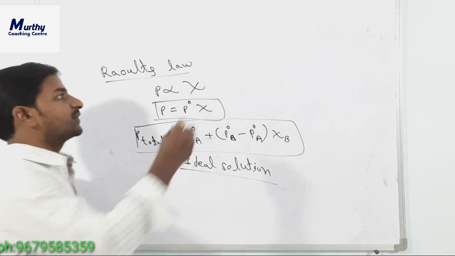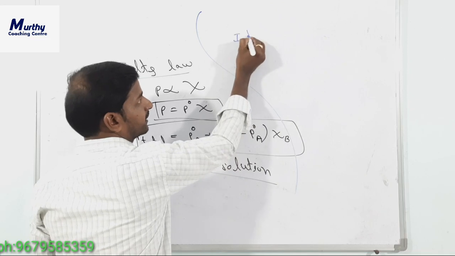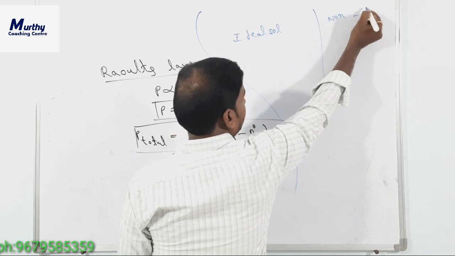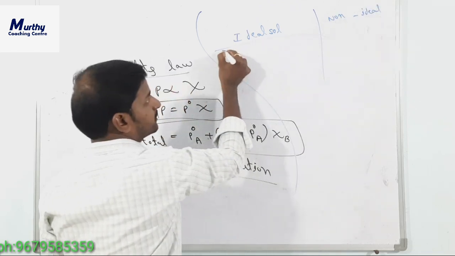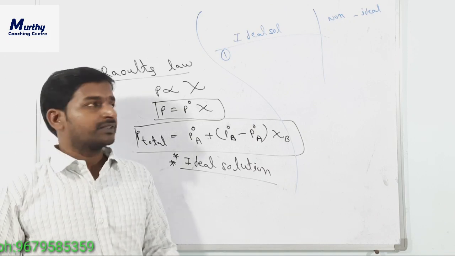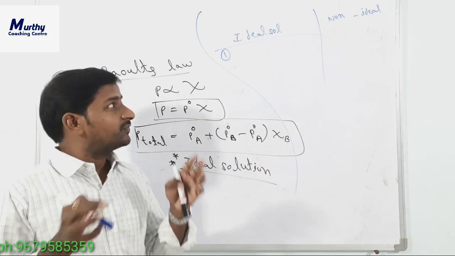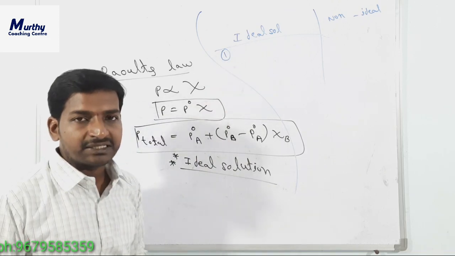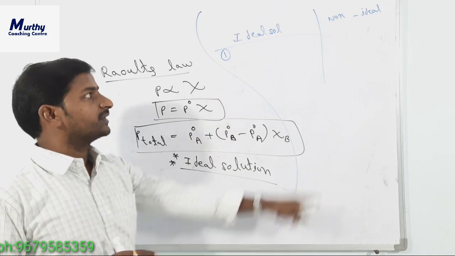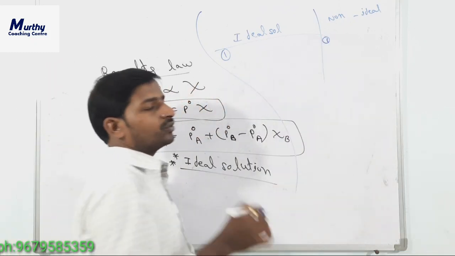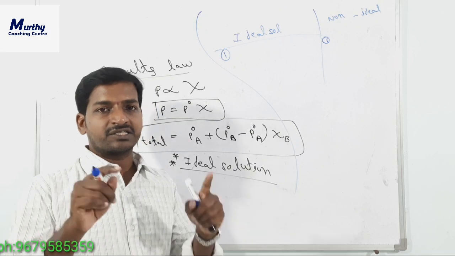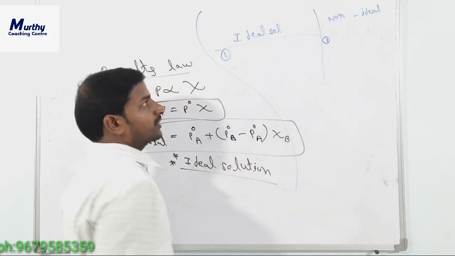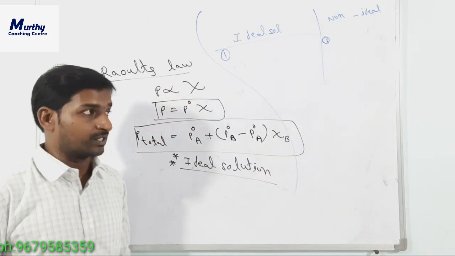Now let me see the difference between the ideal solution and the non-ideal solution. First one: the solution which follows Raoult's law at any condition, such a solution is called an ideal solution. Next, the non-ideal solution: the solution which does not follow Raoult's law, such a solution is called a non-ideal solution.